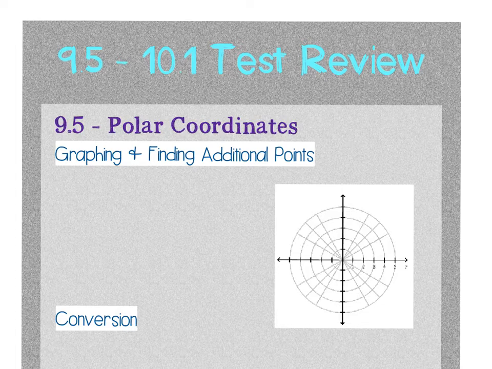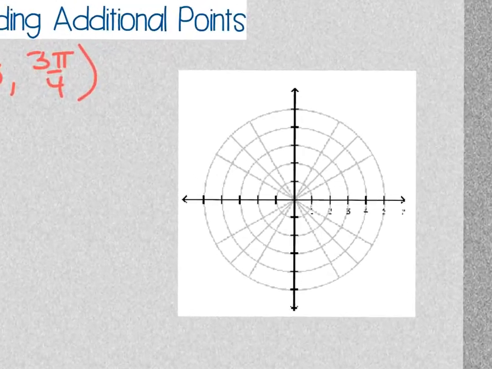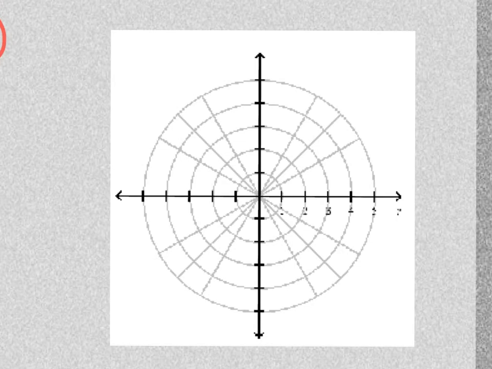So if I gave it to you in R, theta format, which is polar format, and let's say I said 3 and I said 3 pi over 4. This is grainy, but this is pretty much what it looks like on your test. So you're going to have to know the angles, which if you fill out your unit circle today and I give it back to you, you should be able to use that as long as you have it correct.